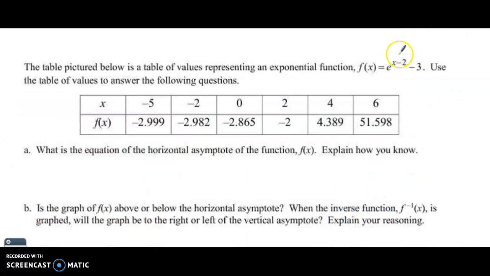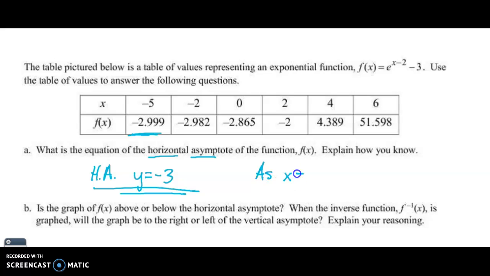So we also need to think about a table. We give you f of x and the function, and it's reminding you from the previous unit with exponentials, what's the equation of the horizontal asymptote? As I look at all these values, x is getting large. I know it's not a ridiculously large number, but over here we're getting closer and closer to -3. So that's your equation of the horizontal asymptote, y equals -3, and the explanation I want to see is just that end behavior. As x goes to infinity, f of x is going to -3.